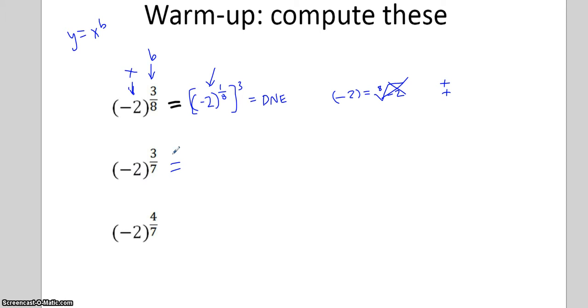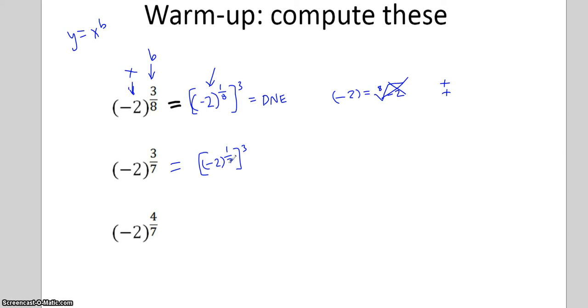All right, so let's look at this one. Negative 2 raised to the 3/7 power. Well, again, let's express this in a way that is reflective of repeated multiplication. And we're going to do that same kind of thing. We're going to rewrite this as negative 2 all raised to the 1/7 power, multiplied 3 times. And again, if you use your rules of exponents, you'd get back to that starting point.